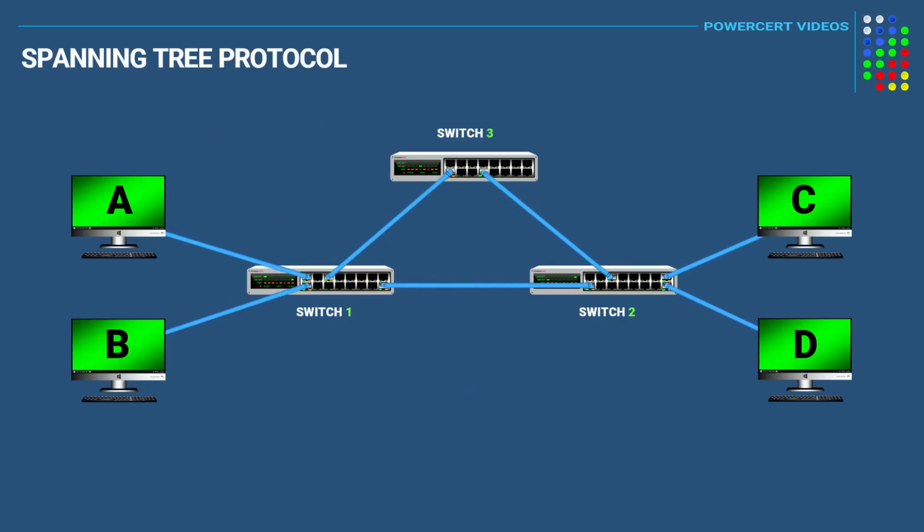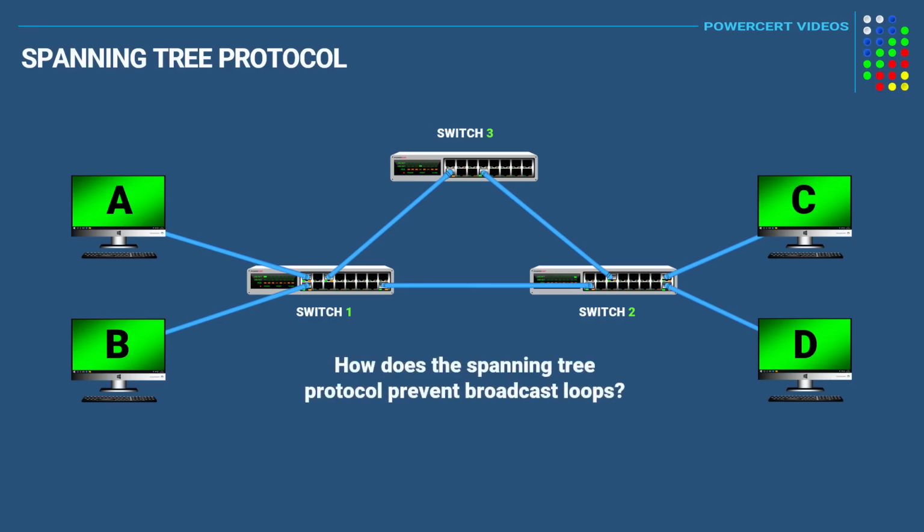So the next question is, well, how does STP prevent this? Well, the short answer is that it does this by blocking certain ports on the switches. And so the next question is, how does it determine which port or ports to block? Well, the first thing that STP does is to determine which switch will be the root bridge.